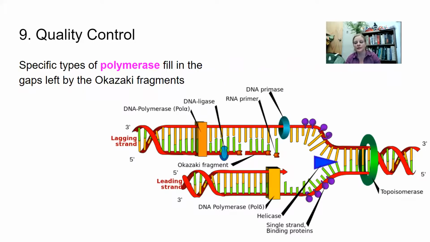Okay, and then the next thing that we've got to do is make sure that we're filling in those little spaces that are left by those Okazaki fragments. And so here we can see there's a little break here. And so there's another, more specific type of polymerase whose job is to go and fill in those spots in those Okazaki fragments.